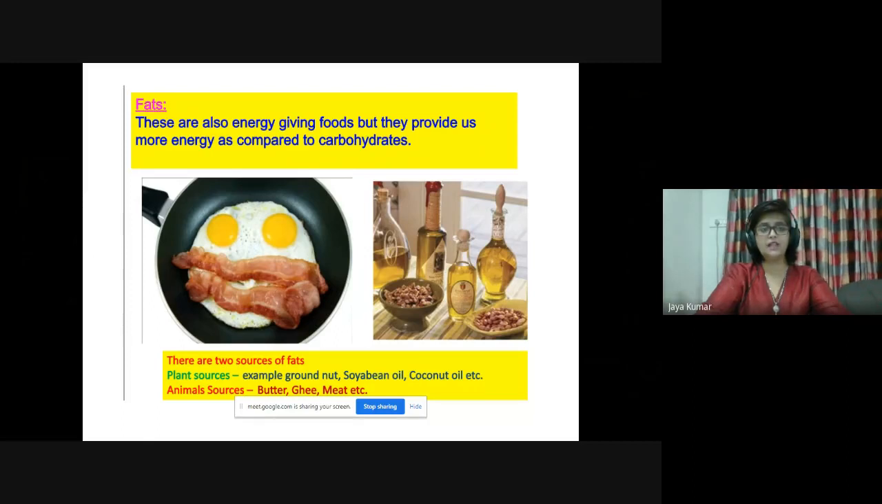Fats. These are also energy giving food, but they provide us more energy as compared to carbohydrates. There are 2 sources of fat. Plant sources, for example, groundnut oil, mustard oil, soybean oil, coconut oil, etc. Animal sources such as butter, ghee, and sometimes meat is also a source of fat.